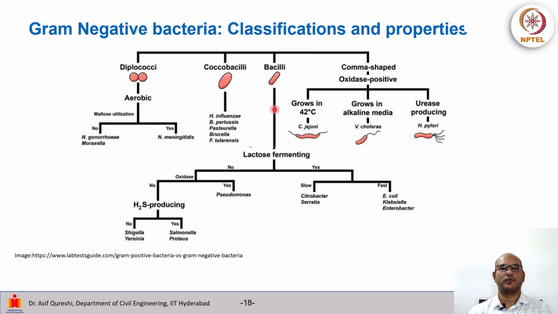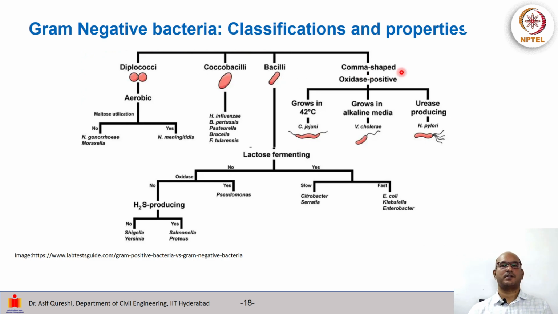The bacilli could be lactose fermenting or not. If yes, if they are slow, then Citrobacter, Serratia. If they are lactose fermenting and this is fast, we have E. coli, Enterobacter, Klebsiella. If they are not lactose fermenting, what about the oxidase activity? So Pseudomonas, or H2S producing? Yes, Salmonella, Proteus; no, Shigella, Yersinia.